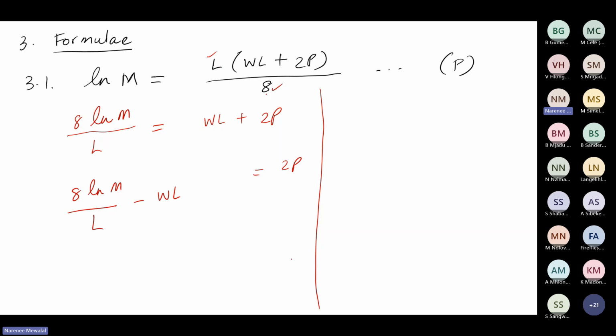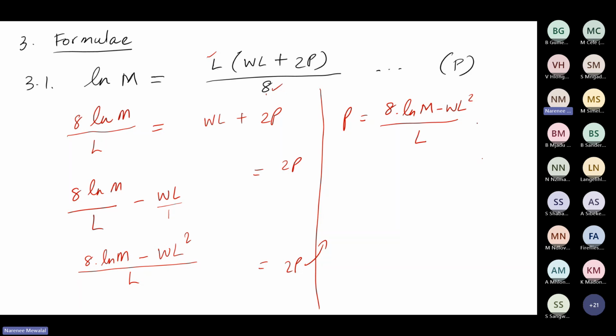Okay. When you have a question like this here, it's nice to simplify the one side. So you're going to say 2p is equal to, on your left-hand side, you've got an LCD of L. So you're going to get 8 times ln M minus WL squared. Okay, because this is, remember, this is over 1 here. Okay, and then finally, you're going to say P is equal to 8 times ln M minus WL squared over L, and you're dividing by the 2.